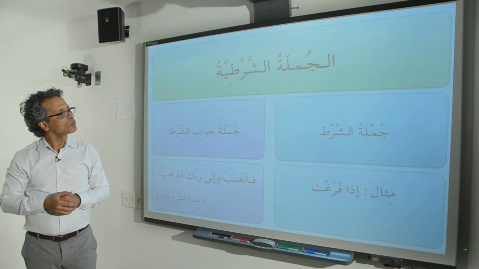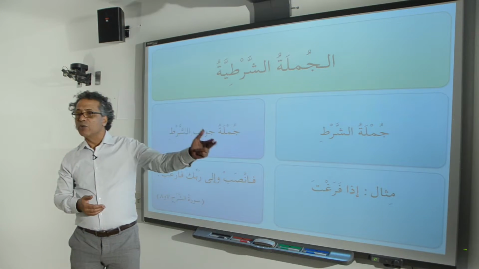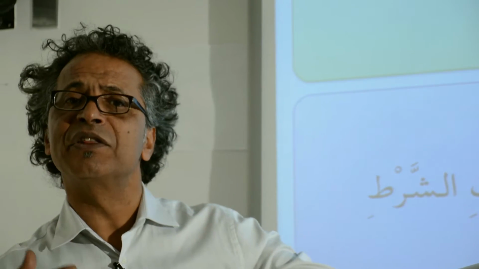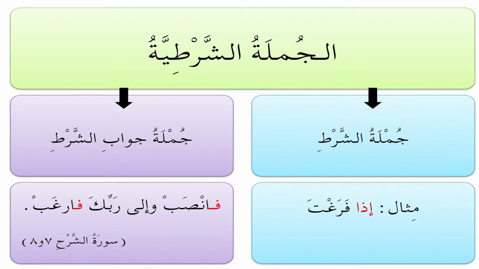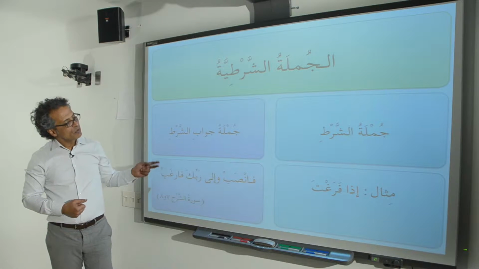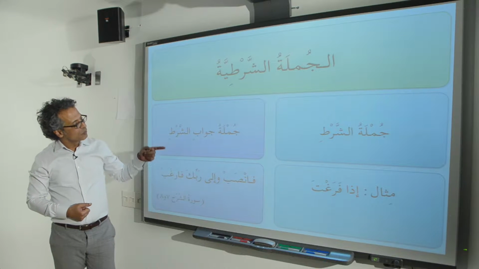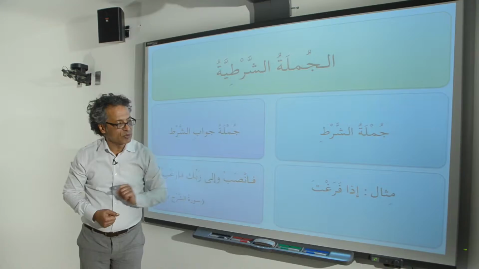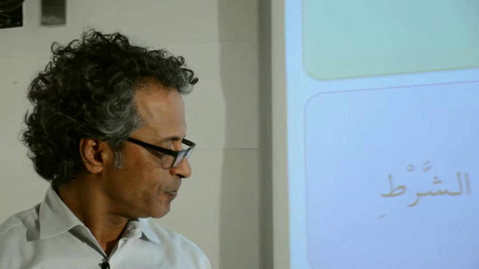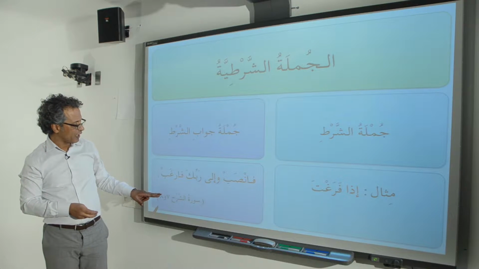A conditional sentence is made of two parts: the if clause and the then clause. انظروا إلى المثال. And we gave you this example when we illustrated this sentence in that lesson on types of sentences. إذا فرغت فانصب وإلى ربك فارغب. So here we have actually two, جملة جواب الشرط. فانصب, the fa that's used in here. When you have time and you're done with work, then pray to your God. هذه من سورة الشرح الآيتين 7 و8.